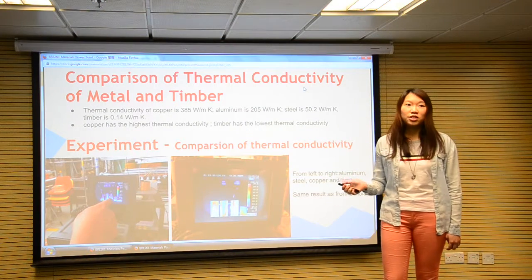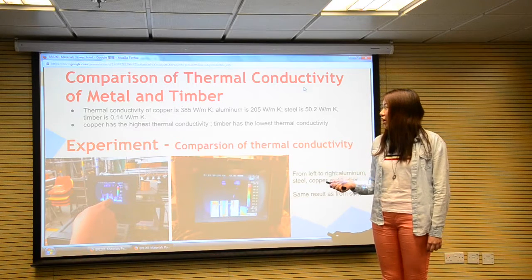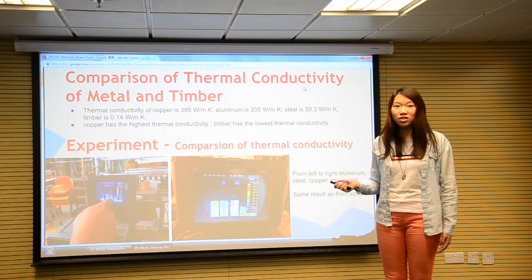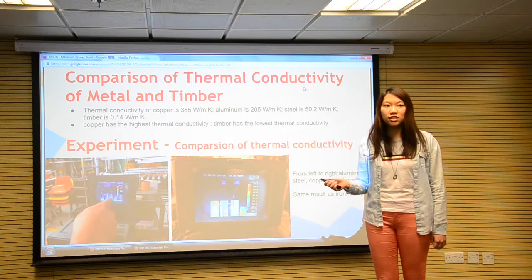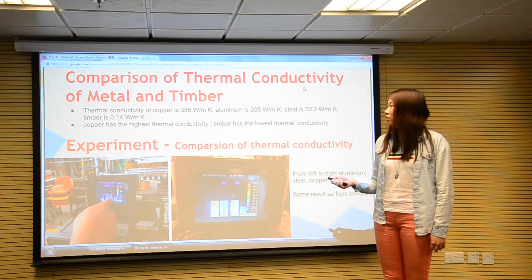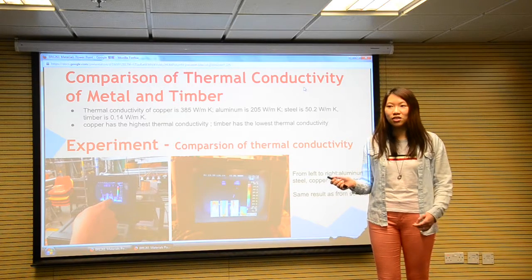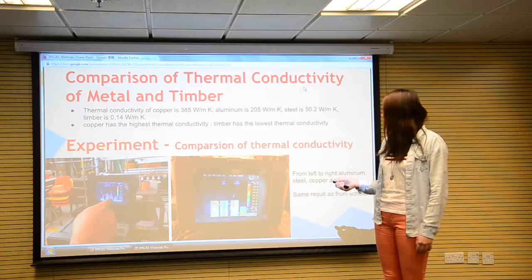So I will move on to the comparison of thermal conductivity of metal and timber. We can see that the thermal conductivity of copper is the highest among the three metals, while the thermal conductivity of timber is the lowest among the few building materials.